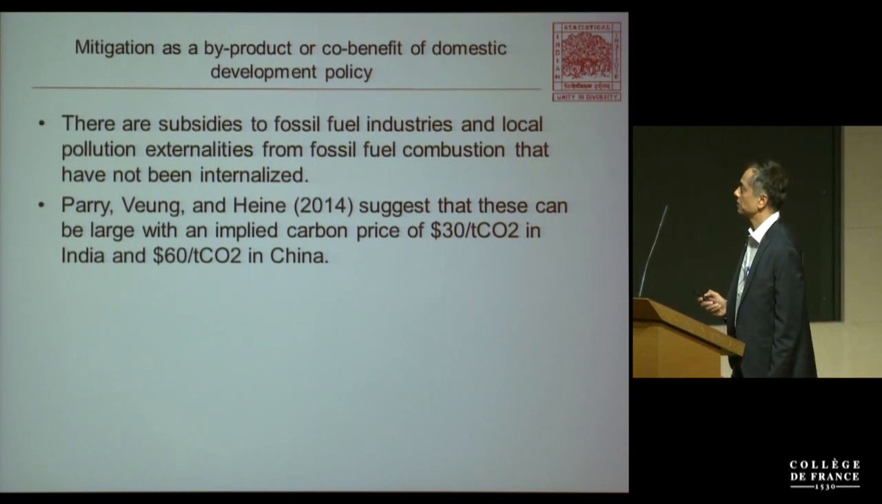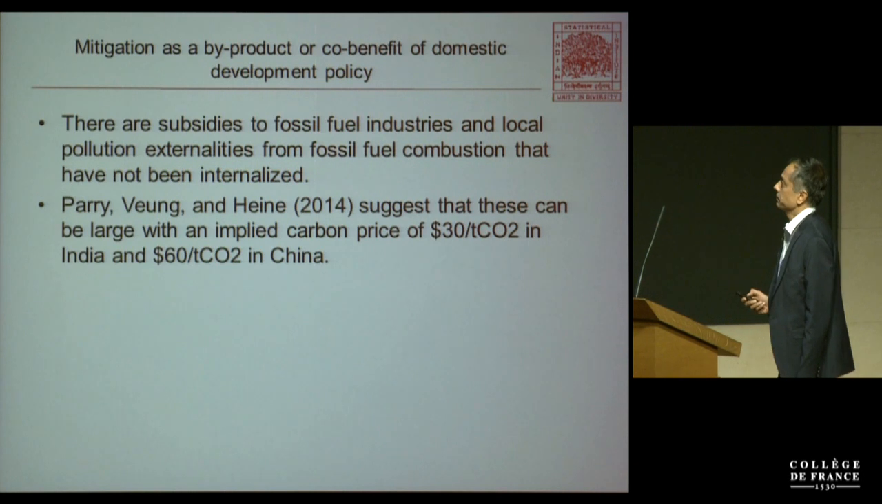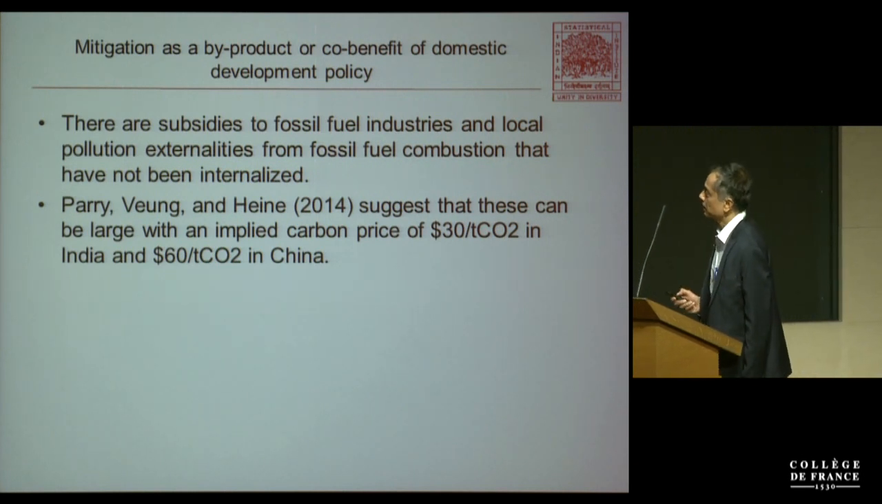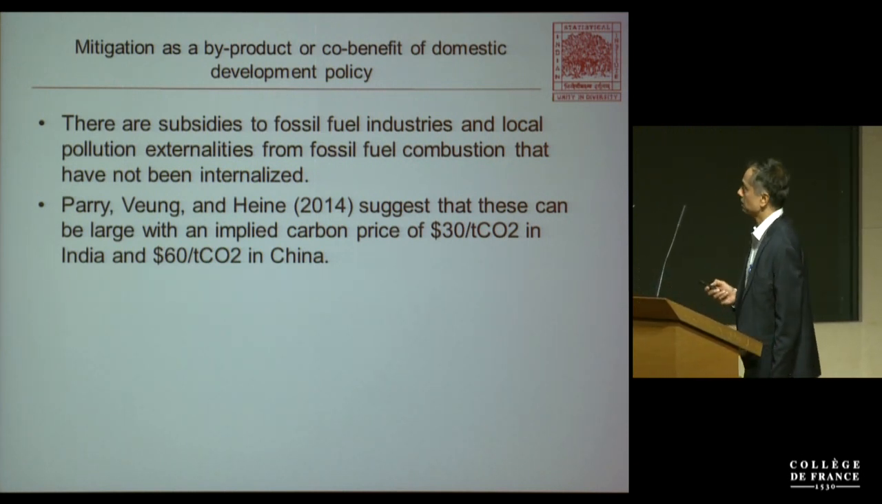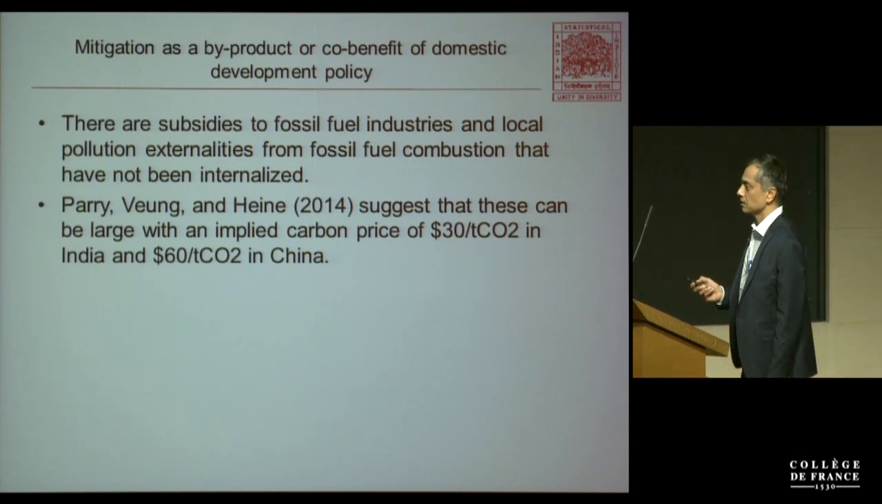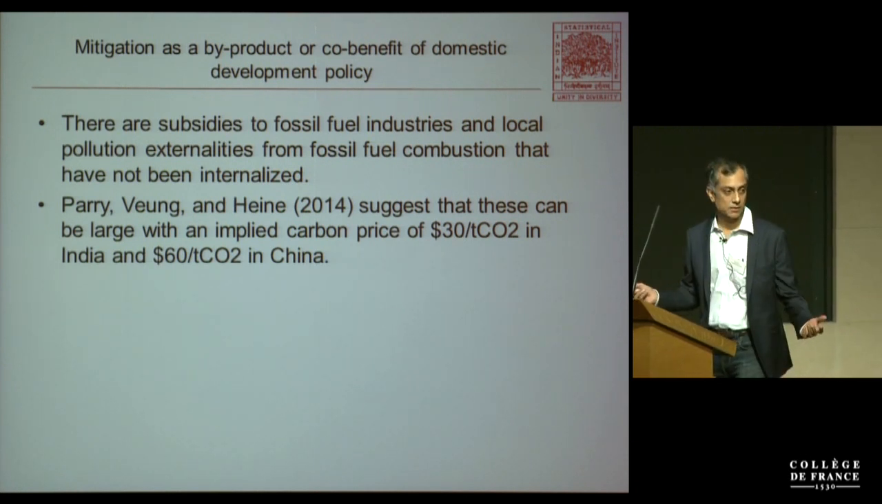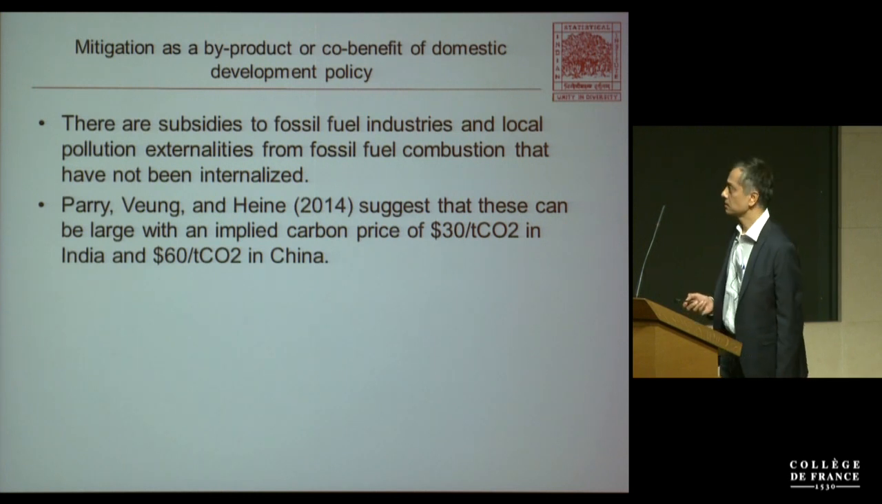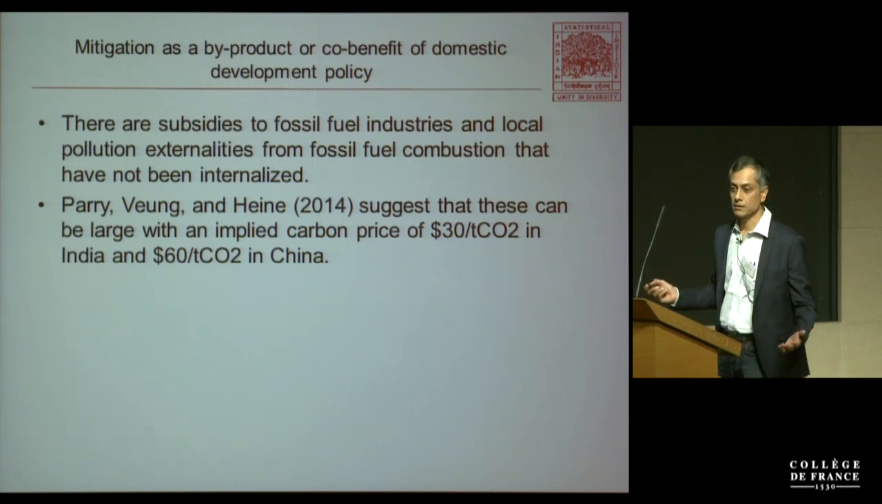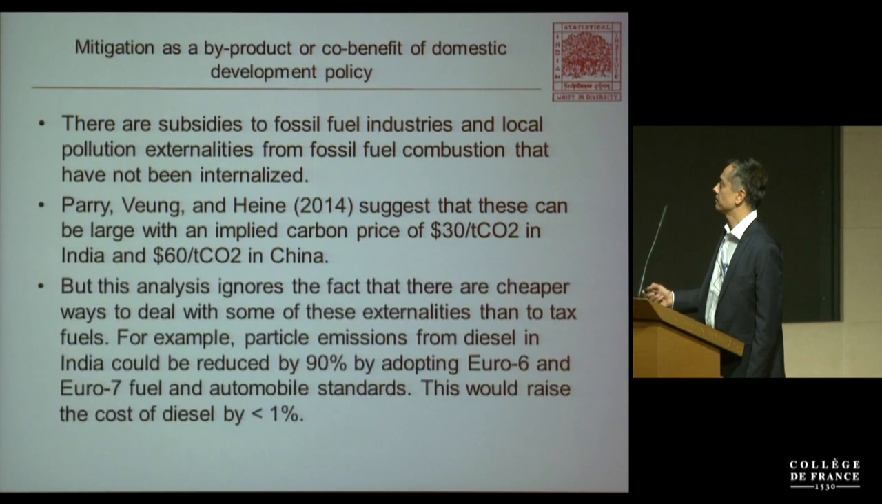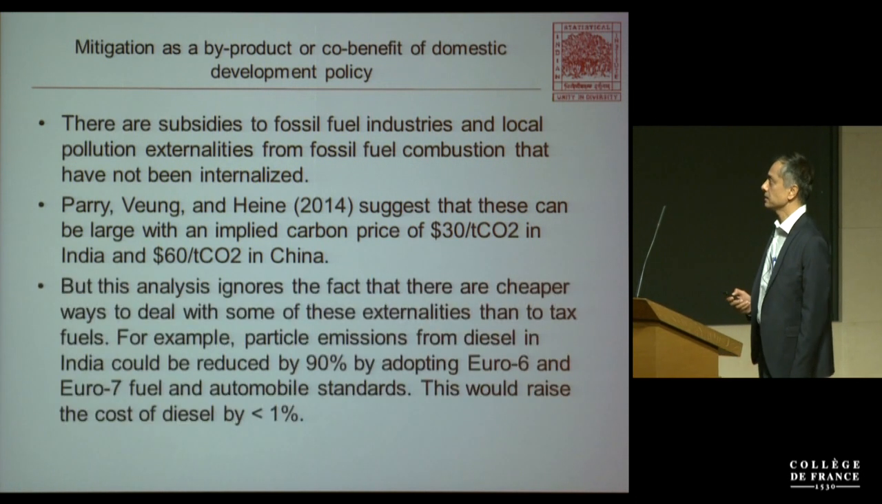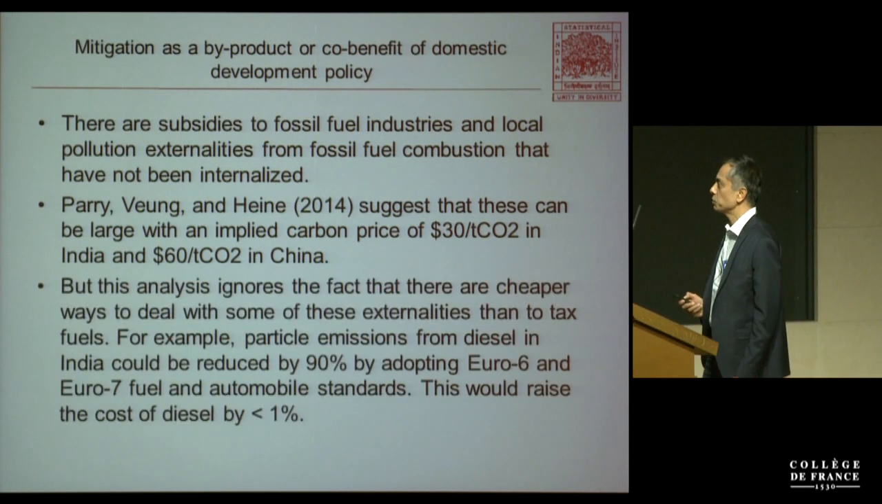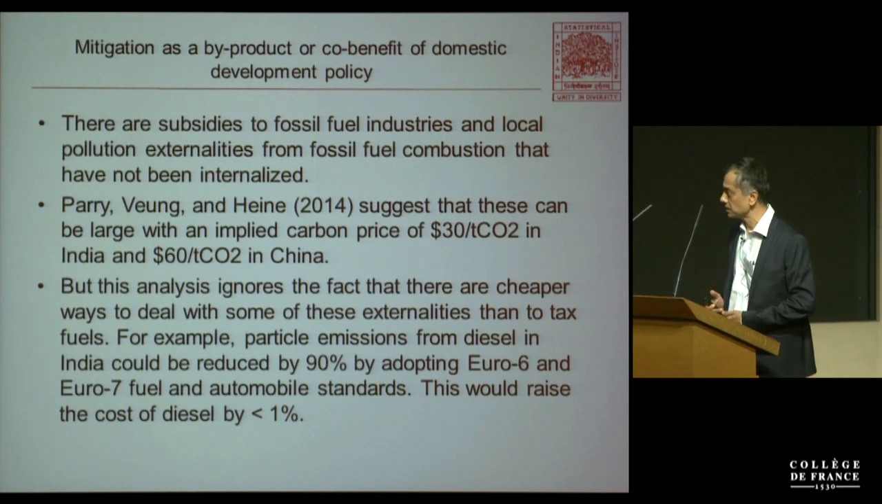So there's this paper out of the IMF last year that suggests an implied carbon price of $30 per ton of CO2 in India and $60 per ton of CO2 in China, which is a lot compared to nothing, right? But this analysis ignores the fact that there are cheaper ways to deal with some of these externalities than to tax fuels.